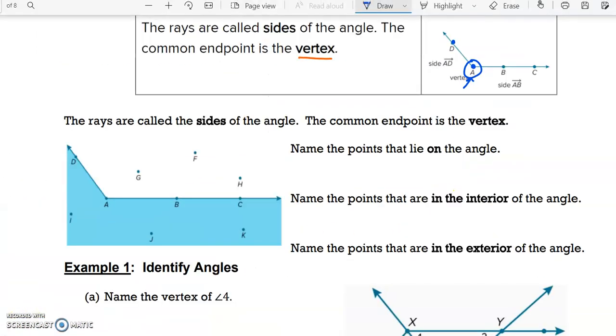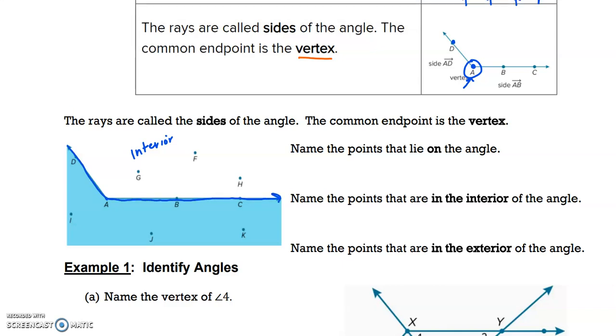So we're going to go ahead and practice naming some points. This would be the interior. This would be our angle, if I could actually draw it on it. There we go. And then this would be the exterior. So on the angle here would be points D, A, B, and C. They're on our angle. In the interior would be points G, F, and H. And then the exterior is going to be I, J, and K.